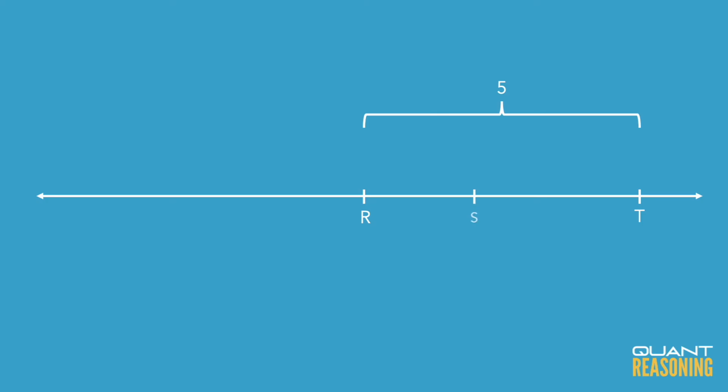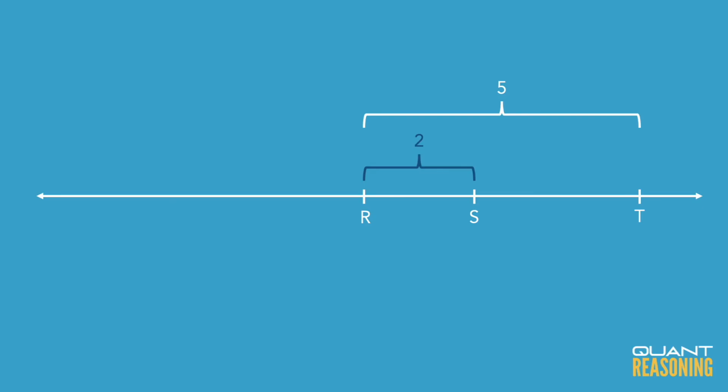Now I don't know if S is going to fall on the same side of R as T is, or on the opposite side of R, which would mean that R is in between them. Now it turns out that that really matters because the question is asking for the distance between S and T, and that distance would be 3 if S and T are on the same side of R, and it would be 7 if R is in between S and T.